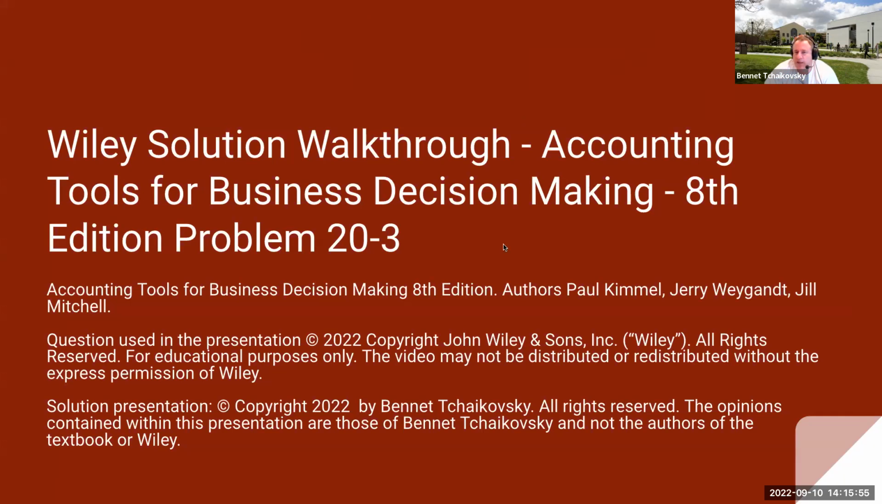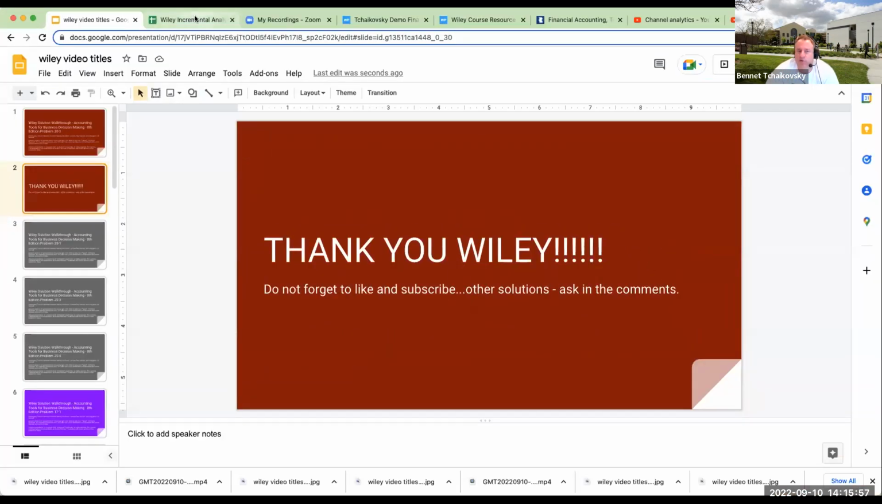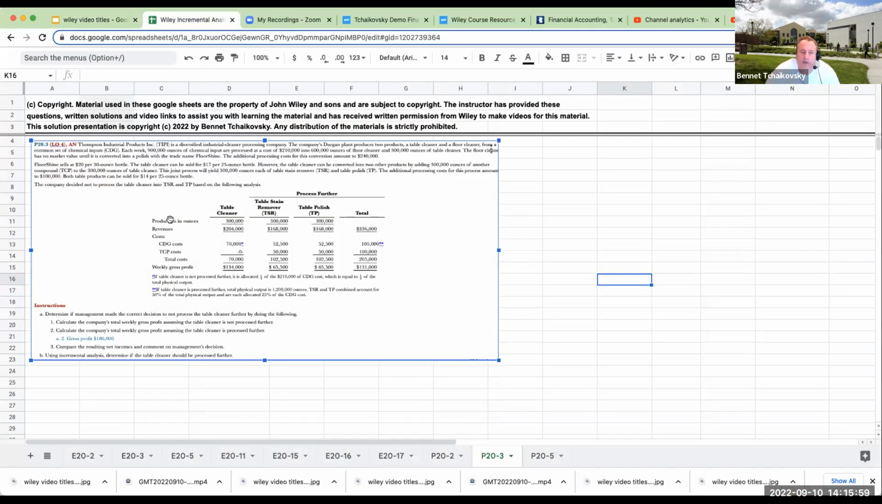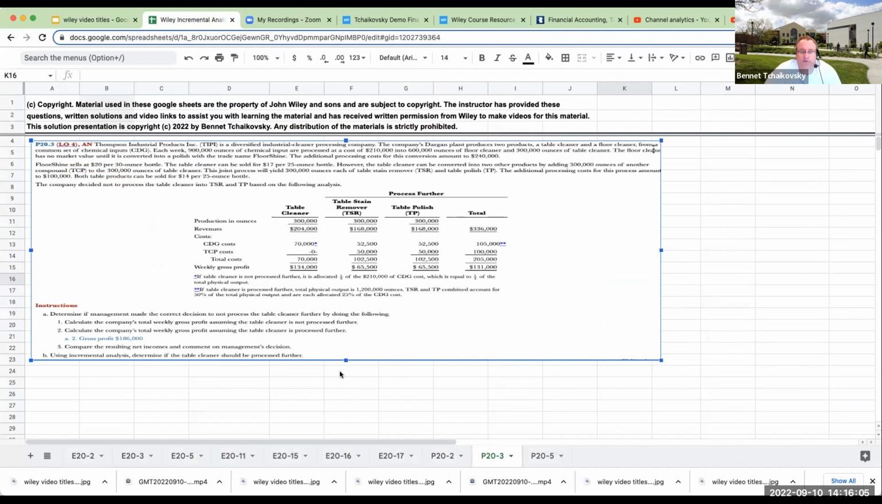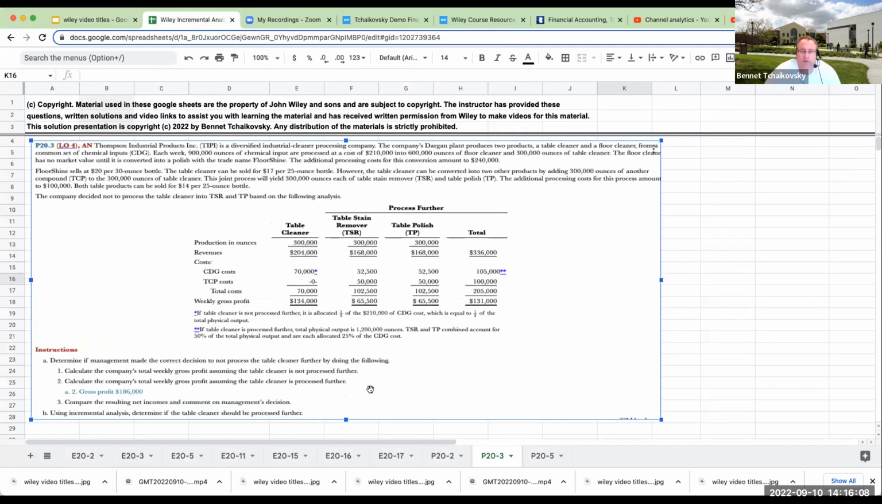So let's go ahead, and before we thank the bus driver, let's go right over here. As we're looking at problem 20-3, this took me a little while to go through and figure out, but once I figured it out, it made a little bit more sense. Right over here, you've got Thompson Industrial Products, a diversified industrial cleaner processing company.